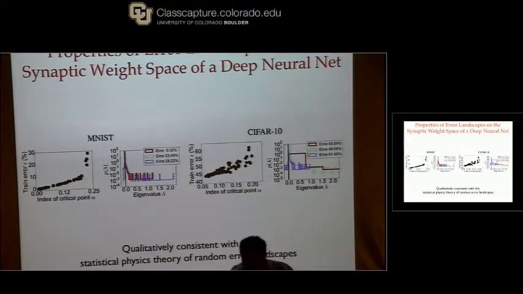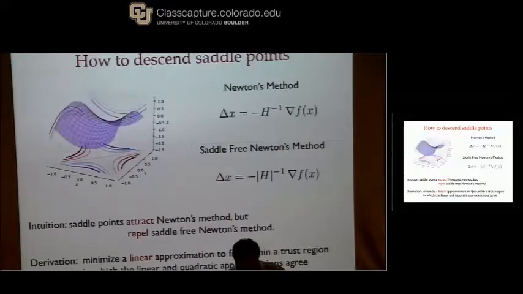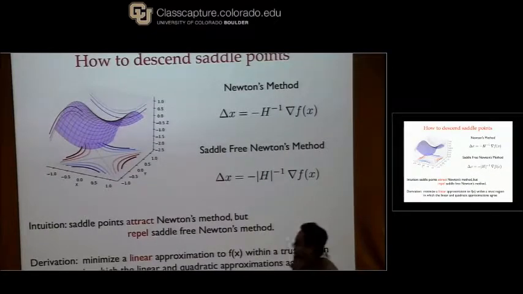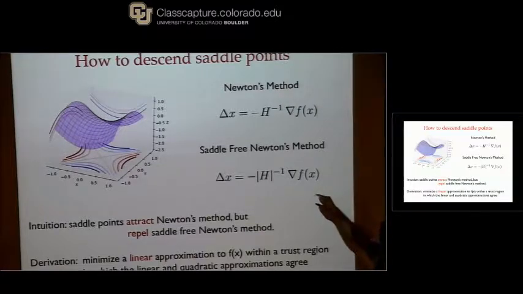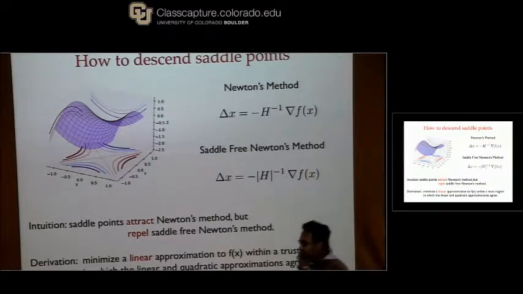Okay, so what can we do about this? So first, what is Newton's method, and why does it get attracted to saddle points? And how might we get an algorithm that's better than even gradient descent, which doesn't get attracted to saddle points? So Newton's method, what it does is you take a gradient descent step, but you pre-multiply by the inverse Hessian. Okay, now why do you do that?